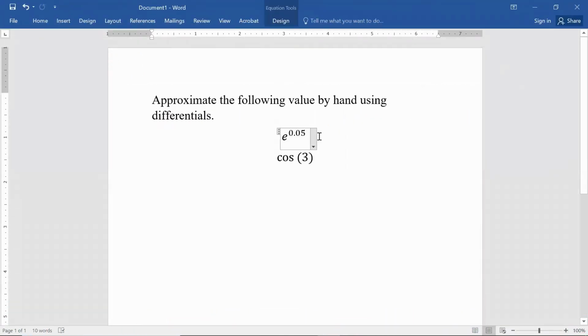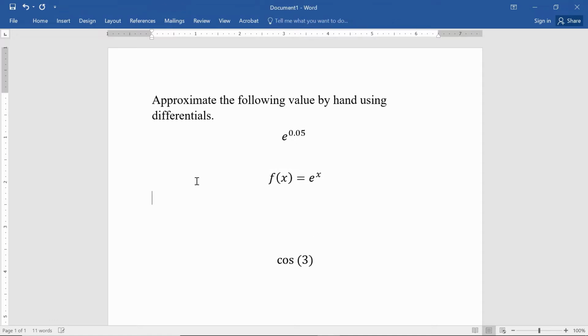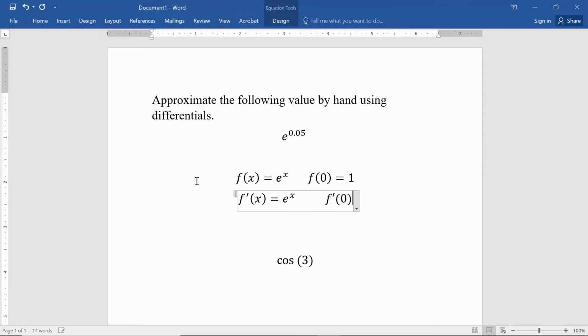Let's start with e to the 0.05. Again, I'm going to be thinking of a function here. I'm going to be thinking of f of x equals e to the x. Let's go ahead and find the derivative because I know I'm going to be utilizing that. Derivative of e to the x is e to the x. So we see that f of 0, e to the 0, becomes 1. F prime at 0 is also e to the 0, and that becomes 1 as well.